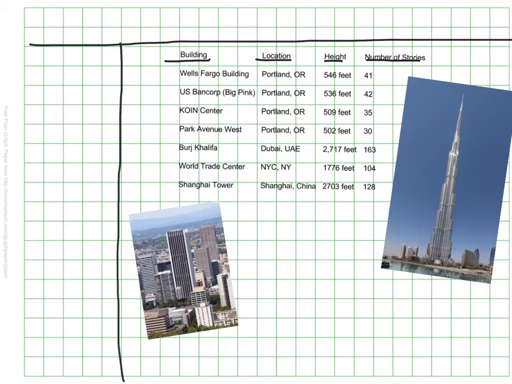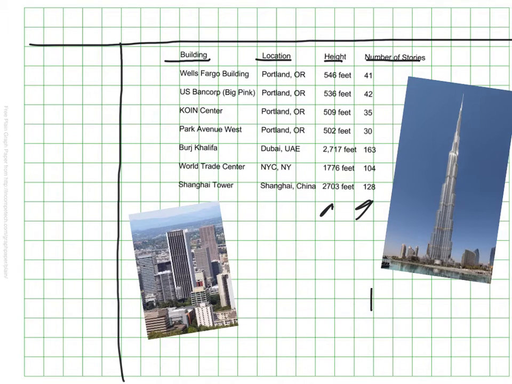I've chosen 7 buildings here to share with you, 4 of which are from right here in Portland, and 3 are some of the tallest buildings in the world. And I've recorded their height right here and the number of stories in each building so that we can compare. I've picked 2 buildings to compare one-on-one.